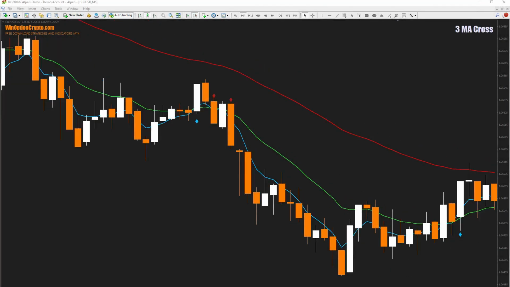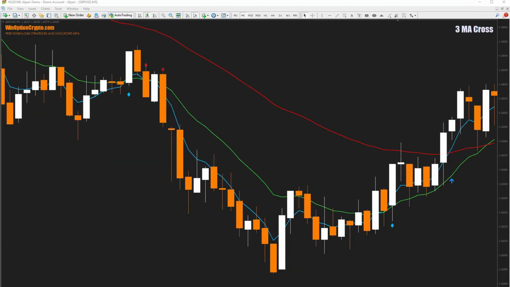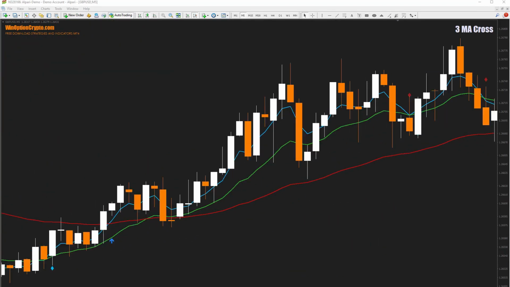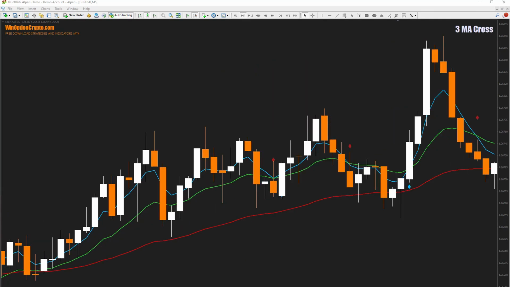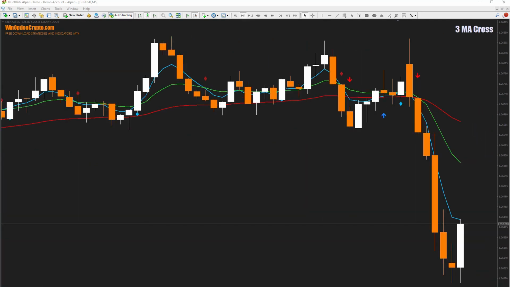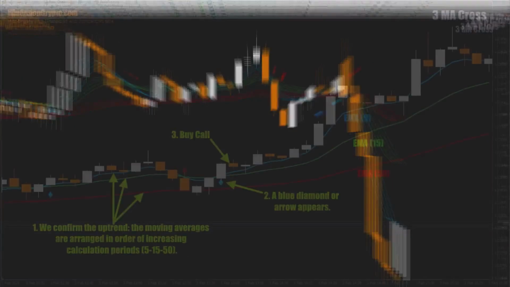As we have already found out, the 3MA Cross Binary Options Indicator generates many trading signals without redrawing. You can filter out some of the false signals using trend indicators, but in this video review, we will not use them, and for simplicity, we will leave them in the default 3MA Cross settings.